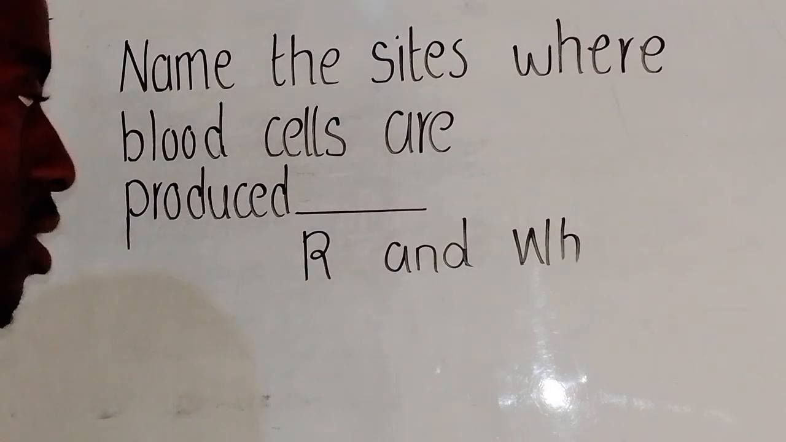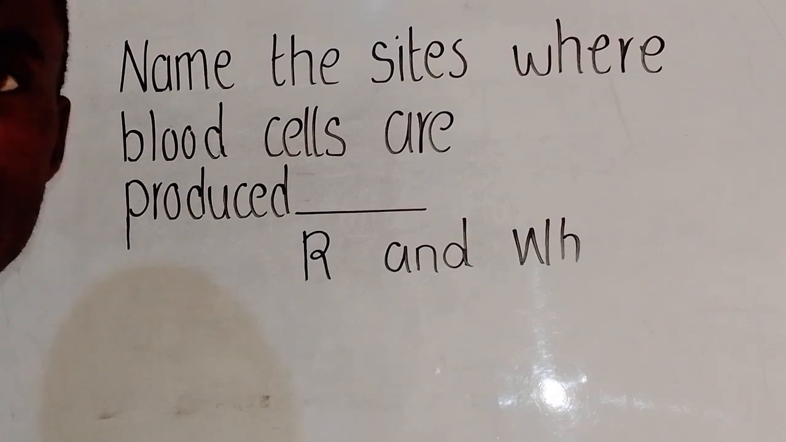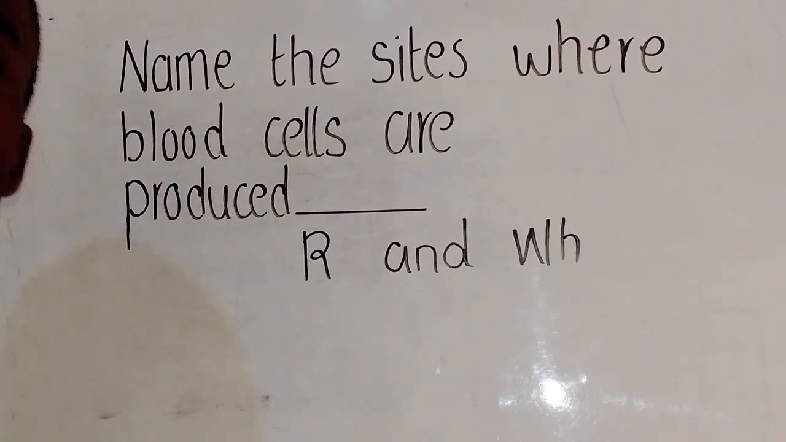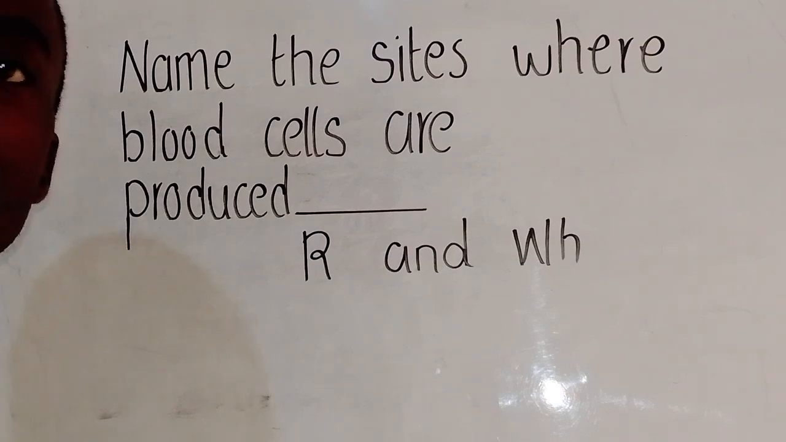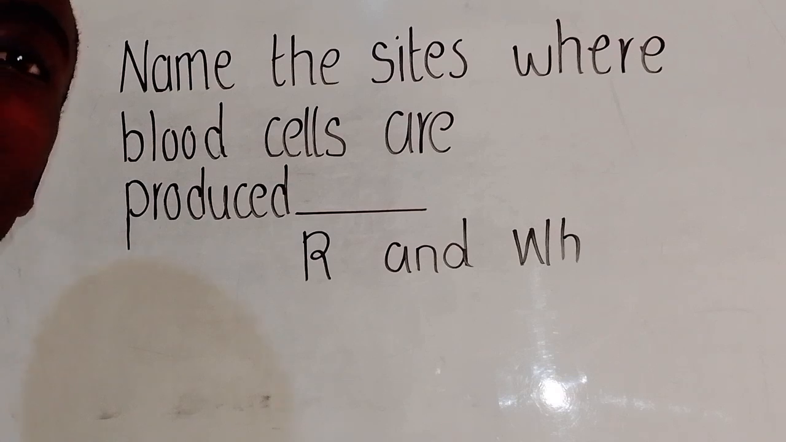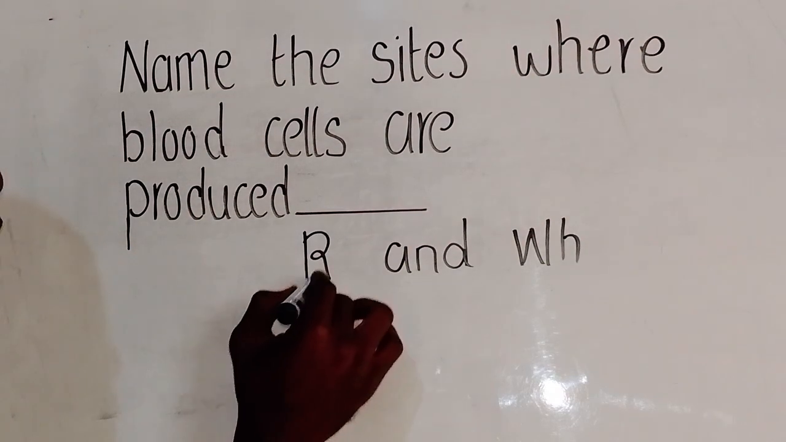Now when you talk about the red blood cells, sometimes they are also known as the erythrocytes. These are big concave cells that help in the transportation of gases such as oxygen and carbon dioxide. Red blood cells are produced, manufactured, formed from the bone marrow and the liver. So there are only two here.